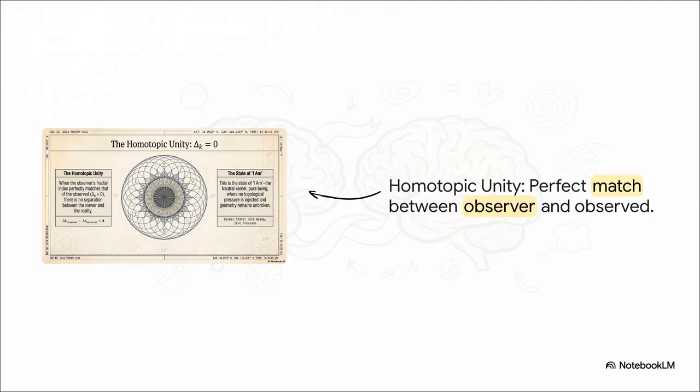So the crucial point here is this idea of homotopic unity. What happens when the observer's fractal index perfectly matches the reality being observed? The differential, or delta K, drops to 0. No topological pressure is injected, and the geometry remains unbroken. In the SDMT framework, this state of perfect symmetry, with no separation between observer and observed, is the pure neutral kernel, the fundamental state of I am.